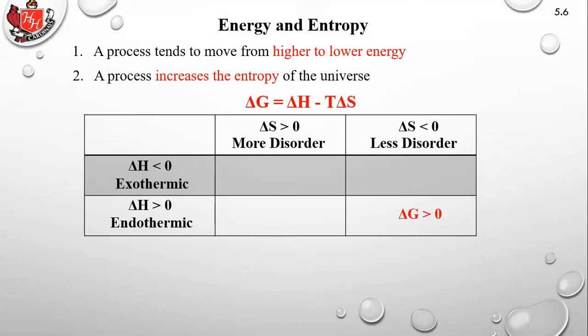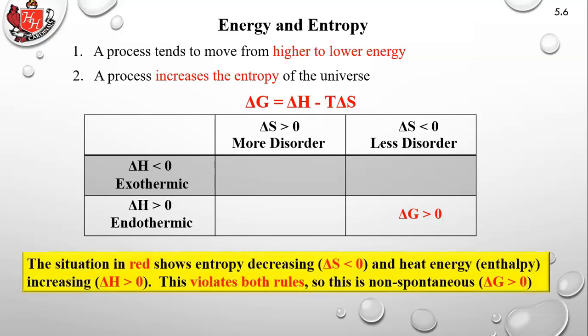Now let's look at the reaction down here. Delta G is greater than 0. Why? Because you've got your entropy, delta S, decreasing. That's less disorder. That's unnatural. And you have your enthalpy increasing. That is, heat is going into the reaction. That's also unnatural. So that is not going to be a natural reaction. That is not something that's going to proceed in the forward direction from left to right. So the situation in red shows entropy decreasing and heat energy increasing. This violates both rules, so this is a non-spontaneous reaction.